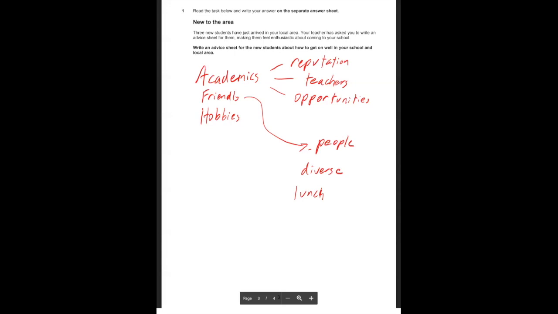You might want to also discuss things like whether your school has a buddy system so that students can transition to the school environment much better. That would also be something to focus on.